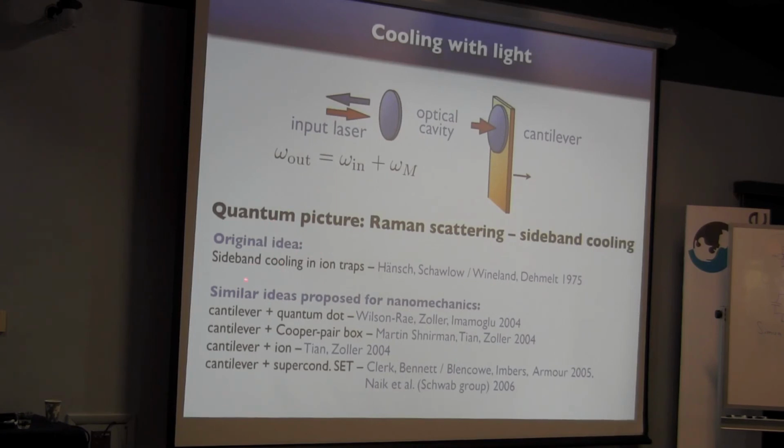This is the exact same physics that you use to sideband cool in ion traps. The same kind of physics, even in nanomechanical systems, has been explored by coupling a cantilever to some other kind of driven quantum system. One example on this list is a cantilever coupled to a quantum electronic device, a superconducting single electron transistor. I think we'll hear a little bit about that in Keith's talk just after this.